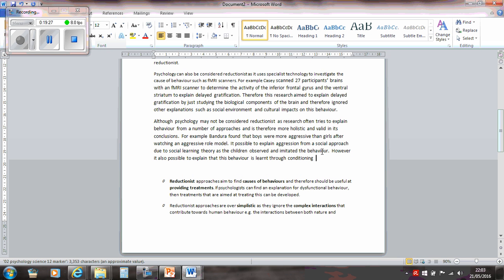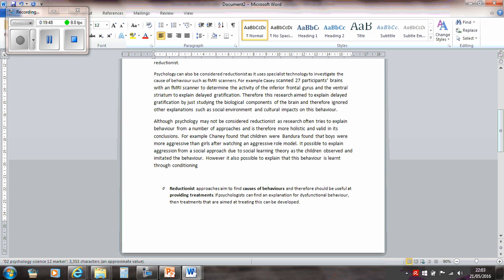Thinking about it, training would be better, because Bandura doesn't actually look at operant conditioning, because there's no reward and punishment. So it's not really conditioned in that one. You can explain the behaviour that way in the real world, but not in Bandura's study. So let's do Cheney. For example, Cheney found that children were more adherent to taking their inhaler when using the funnel.